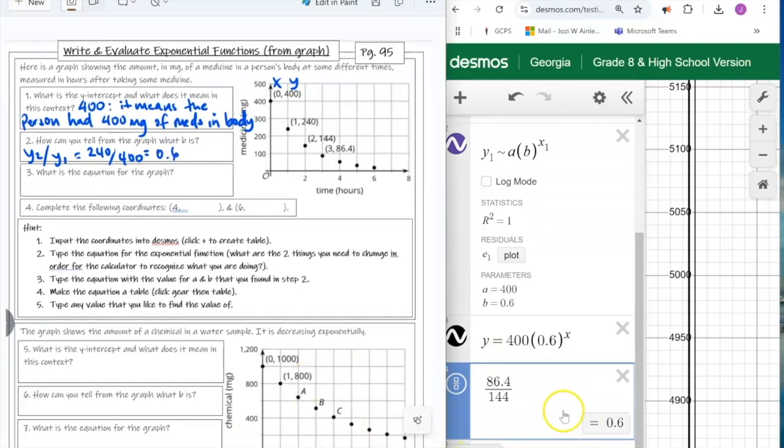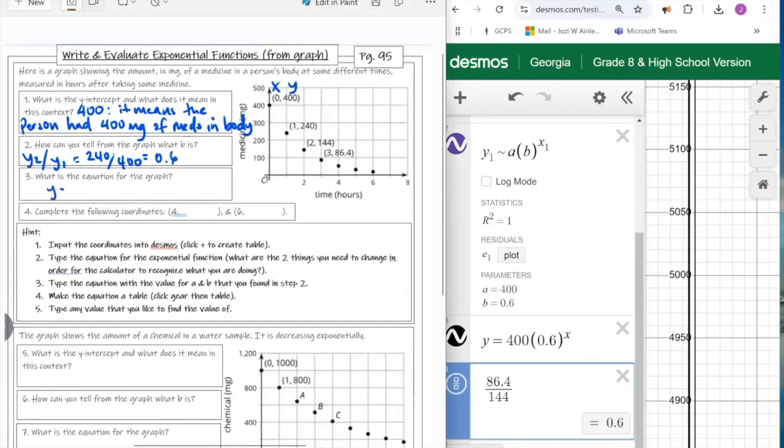So when I say y2 divided by y1, I don't really necessarily mean the second in order, but just the second y divided by the first y. All right, so there we go. All right, what is the equation of the graph? And we can see the equation of the graph is right here. So that's going to be, do I have to write it in any special way? No, I don't. So the equation is going to be y equals 400 times 0.6 raised to the x.